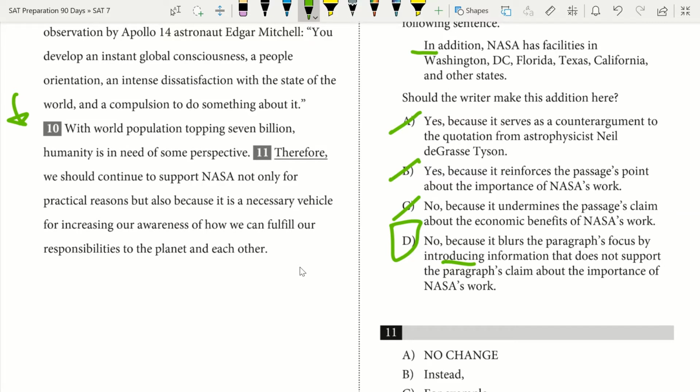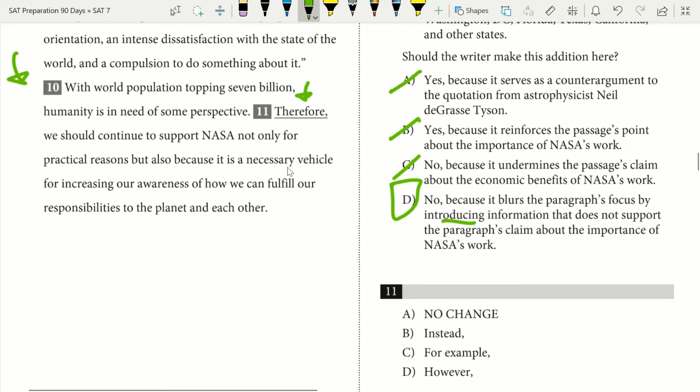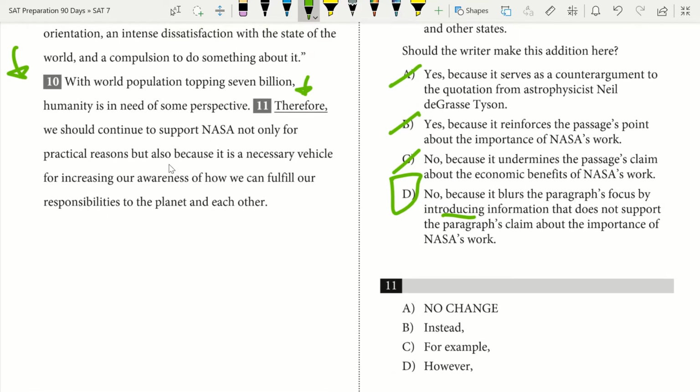All right, now we got question 11. So we have, "With the world population topping 7 billion, humanity is in need of some perspective." Okay, I see I have one word at the beginning of my sentence followed by a comma, so I'm looking for a transition. It says we should continue to support NASA not only for practical reasons, but also because it's a necessary vehicle for increasing awareness of how we can fulfill our responsibilities to the planet and to others.